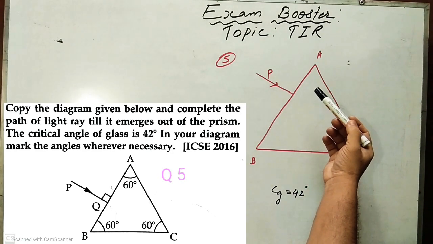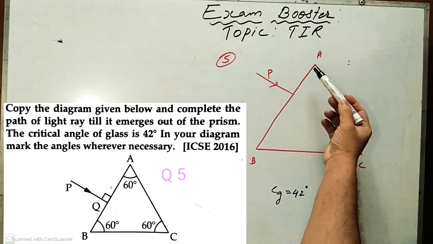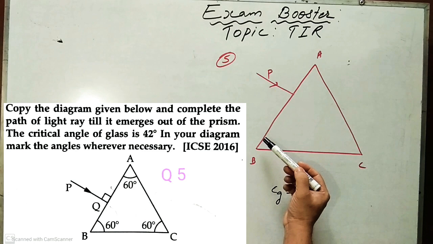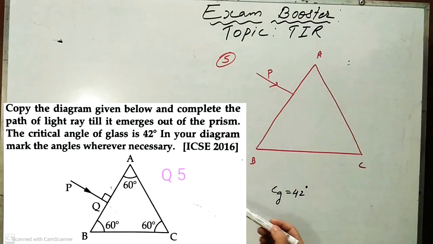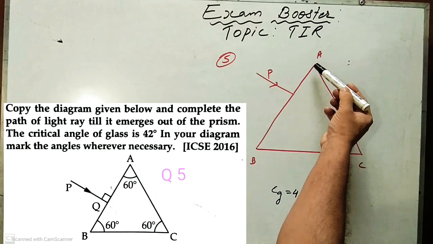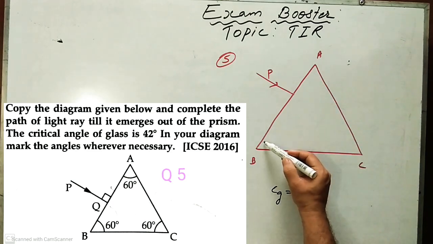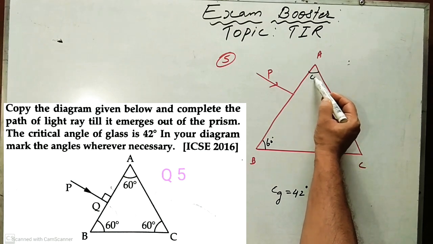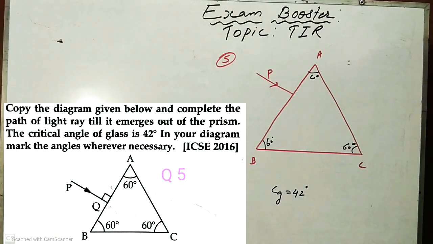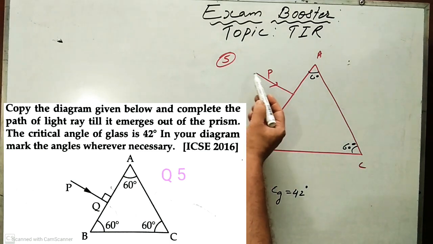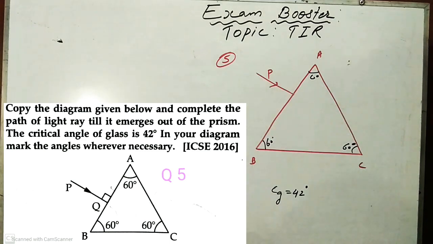You can see, copy the diagram given below and complete the path of the light ray till it emerges out of the prism ABC. A ray of light P striking the surface AB is given there. It is incomplete and it is an equilateral glass prism, 60-60, a regular prism. The critical angle for glass is 40 degrees. In your diagram, mark the angles wherever necessary. You have to complete the ray diagram till the ray of light emerges out of the glass prism with all the angles properly marked.